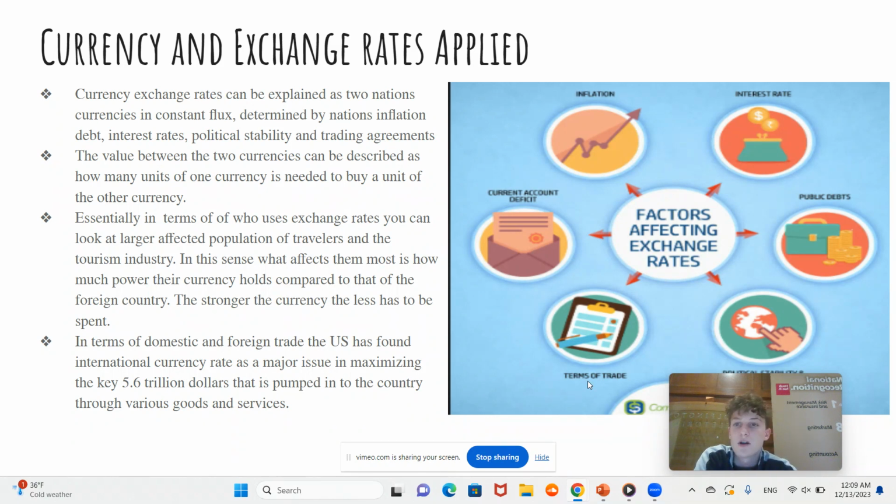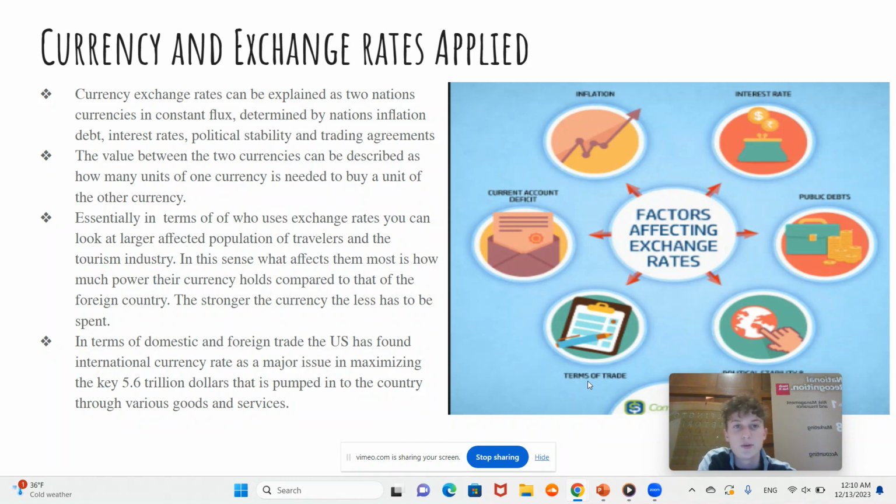Essentially, in terms of us, who uses exchange rates, you can look at the larger affected population of travelers and the tourism industry. In this sense, what affects them most is how much power their currency holds compared to that of a foreign country. The stronger the currency, the less has to be spent. In terms of domestic and foreign trade, the U.S. has found international currency rate as a major issue in maximizing the key $5.6 trillion that is pumped in the country through various goods and services.